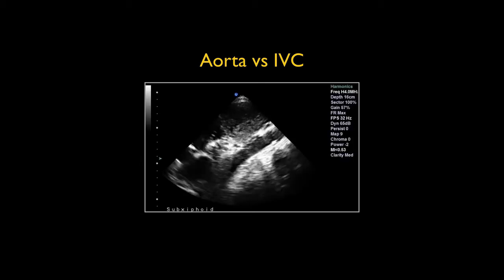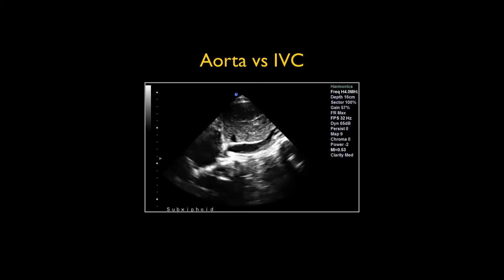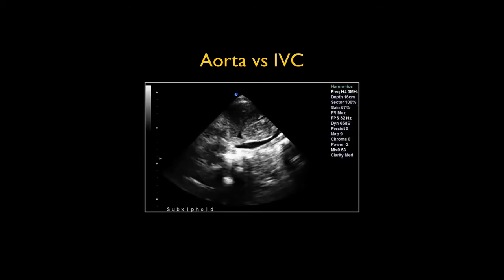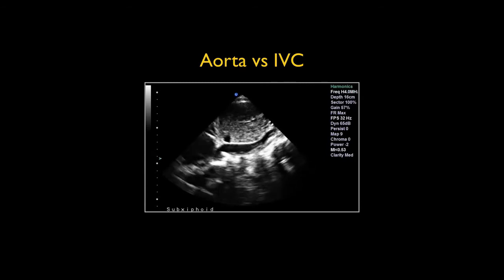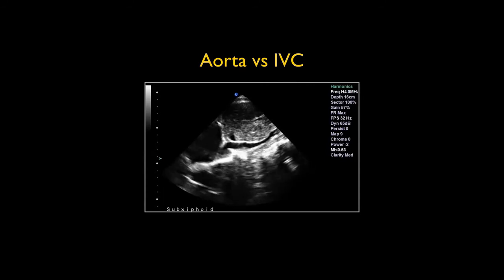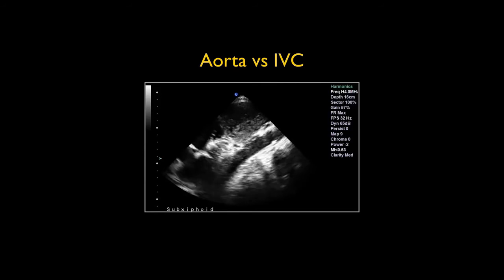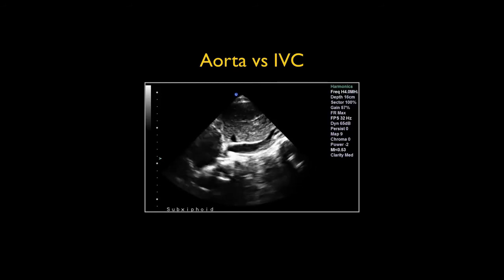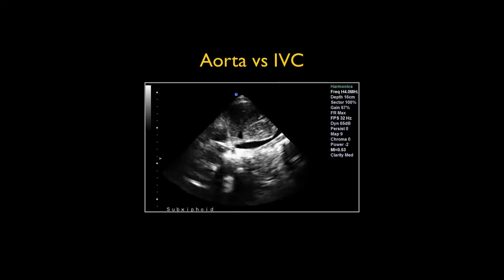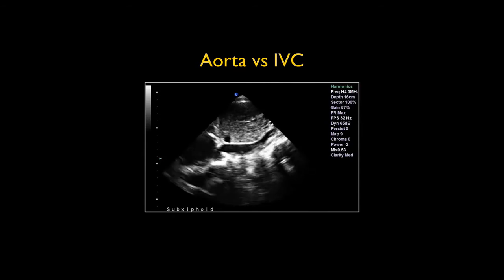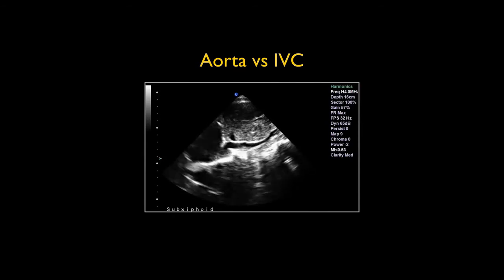So we're going to start off looking at the patient's aorta and then moving over to the IVC, a very thin-walled structure that does not have branches. Again, let's move back over to the patient's aorta, very pulsatile, to the IVC, also pulsatile, just a little bit different. And you can see with inspiration that the walls are collapsing slightly.